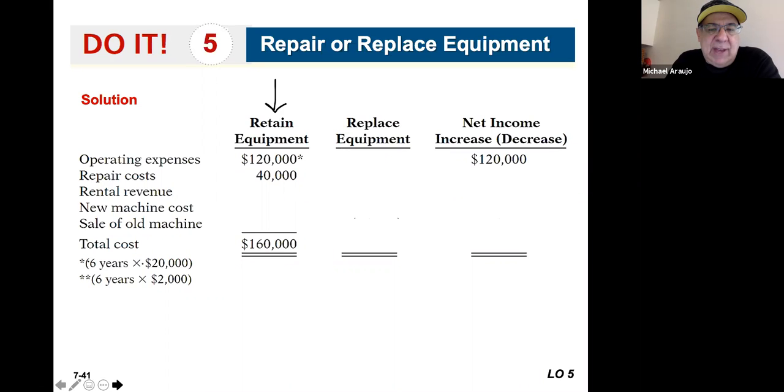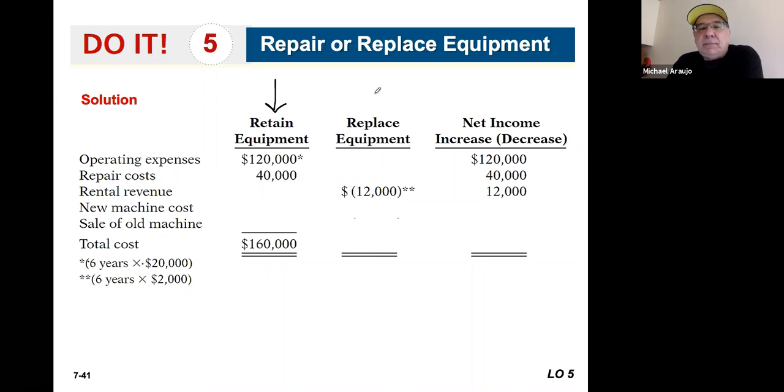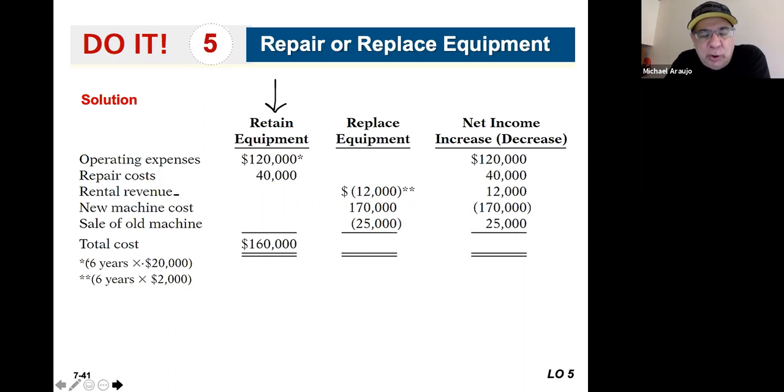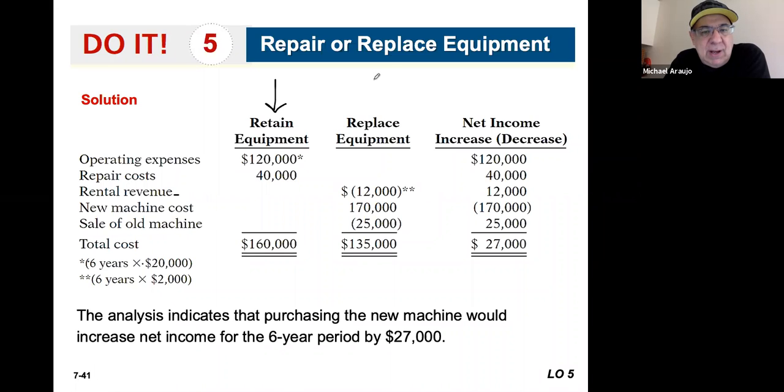Well, if they replace the equipment, they'll be able to rent it out for revenue, which actually lowers the cost of replacing the equipment. They're going to pay $170,000 for the new equipment, but they can sell the old equipment for $25,000 to offset the cost. So to actually replace the equipment, it would cost them $135,000 over that period of time.